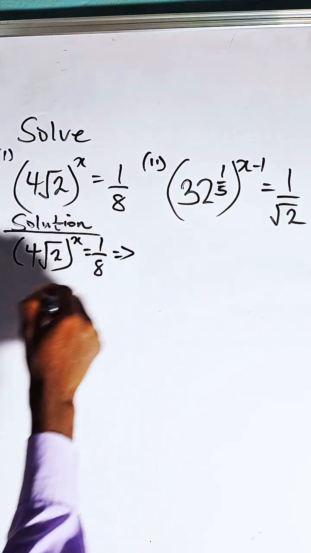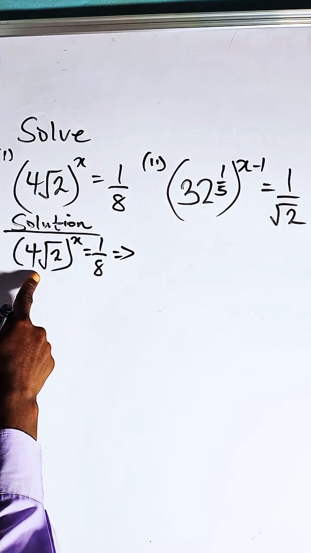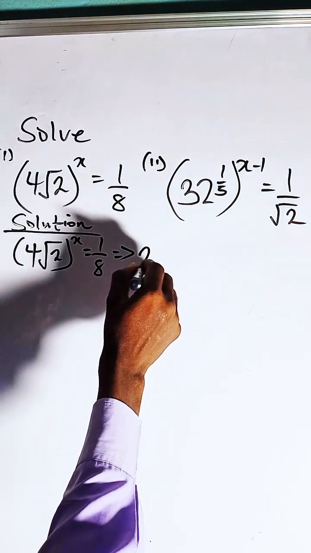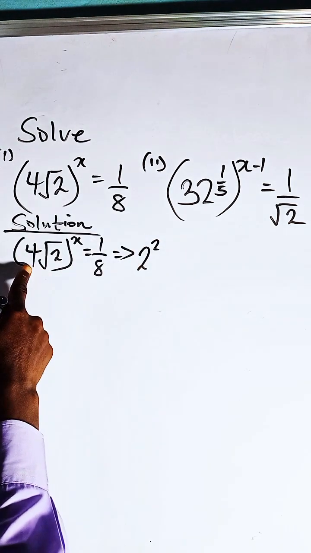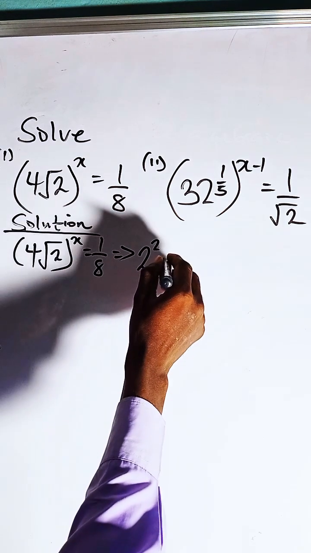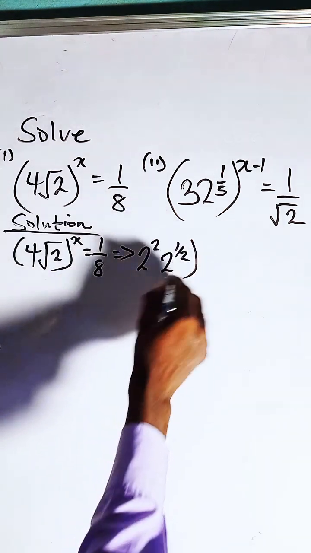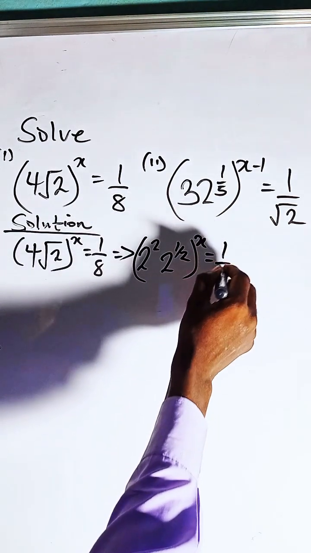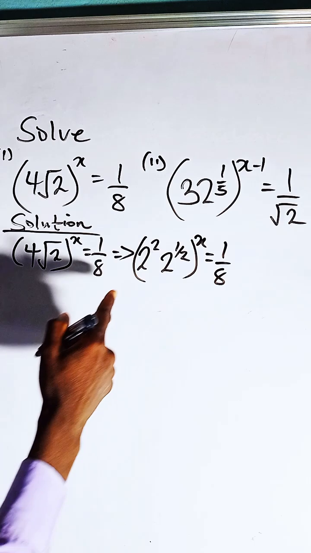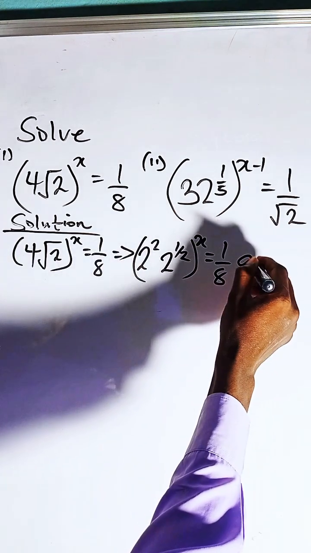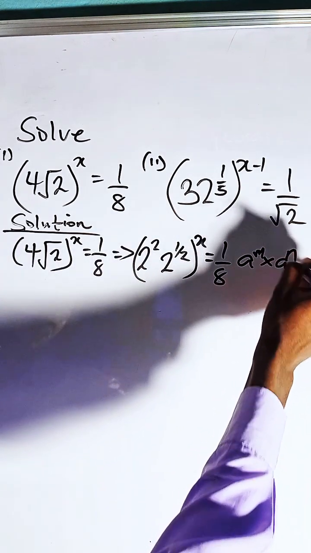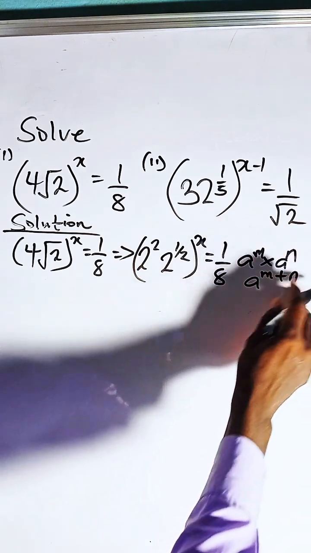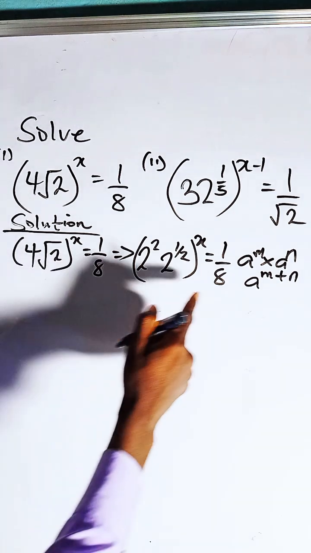We can write the one in the parentheses, which is 4 root 2, with 4 as 2 squared. Restating it, we can write root 2 as 2 raised to power 1 over 2, all raised to power x equals 1 over 8. So when we apply the law of indices, multiplying the same base, we bring out one of the bases and add the exponents. Let us apply this here.